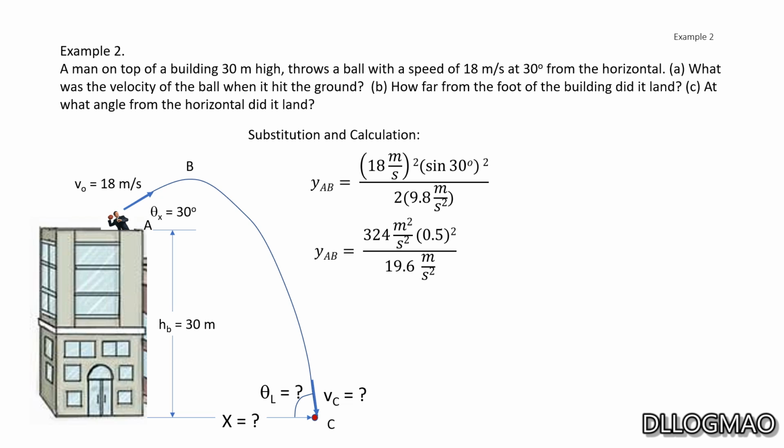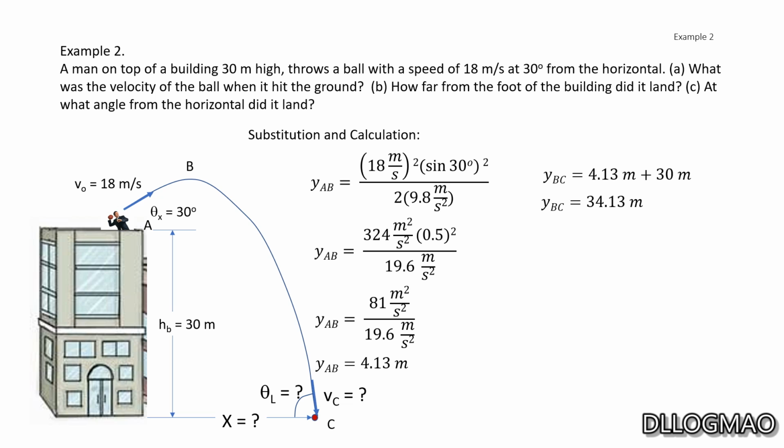Y sub AB is equal to the ratio of the product of 324 meters square per second square and the square of 0.5, and 19.6 meters per second square. Divide by 19.6 meters per second square. Y sub AB is equal to 4.13 meters. Y sub BC, the distance from the highest point of the trajectory to the ground, is the sum of 4.13 meters and 30 meters. Y sub BC is equal to 34.13 meters.